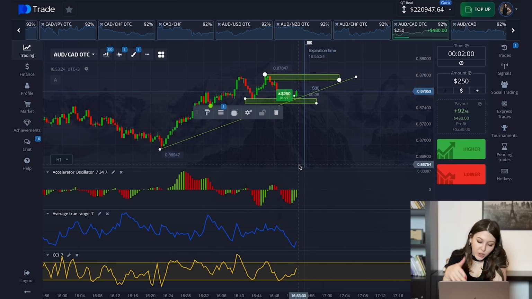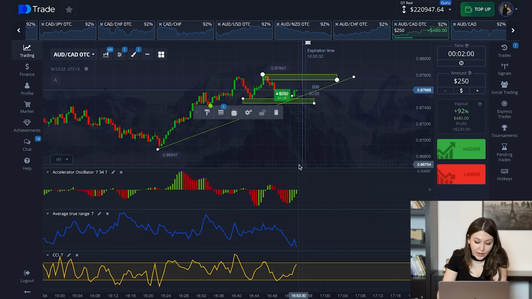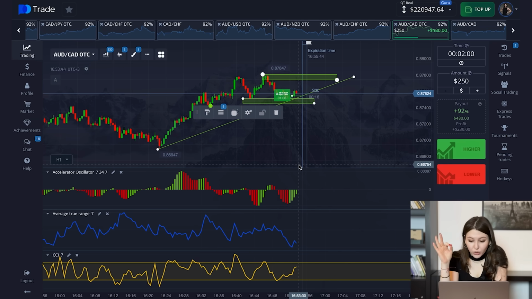And also on the oscillator we can see that we have buyers on the market. On the average true range we have this flexible tail and breaking line moment that's showing us that we can go higher. And also on SSY we can see that we are heading to the main highest line, showing us that the price should go higher.